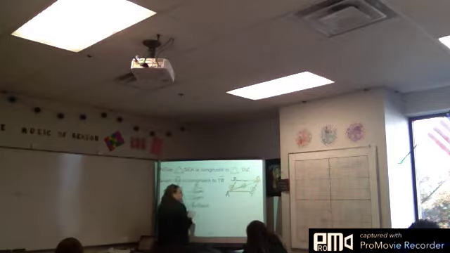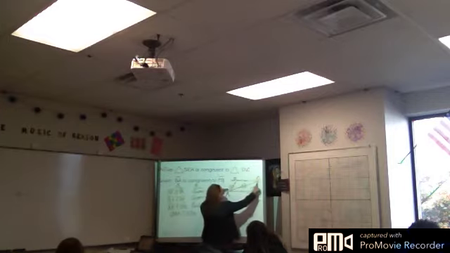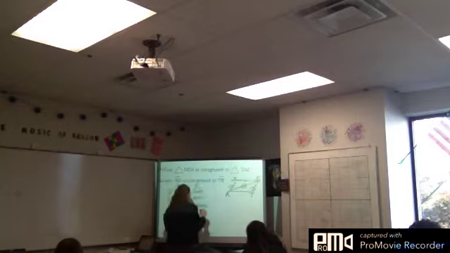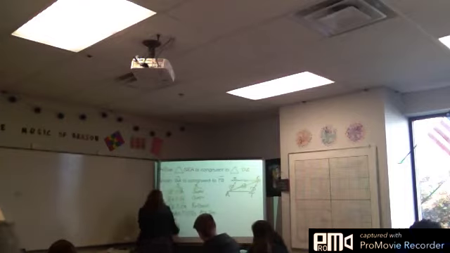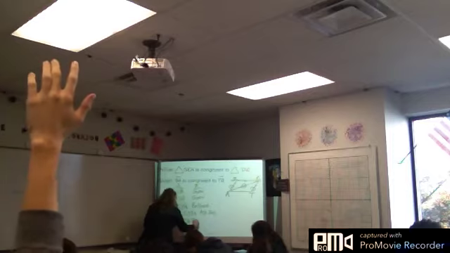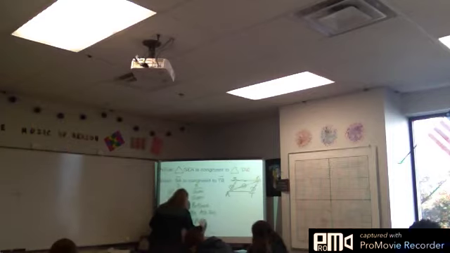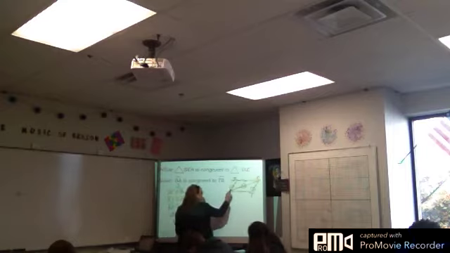But why are these two angles congruent? What's that called? Alternate interior. So now I can prove that triangle SEA is congruent to triangle TAE using what? Side, angle, side.